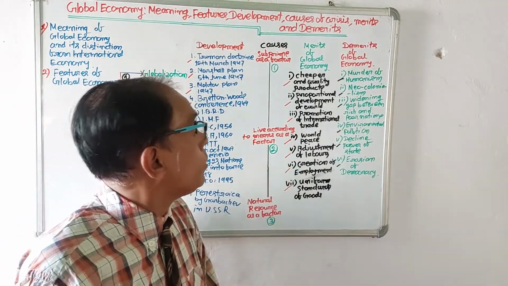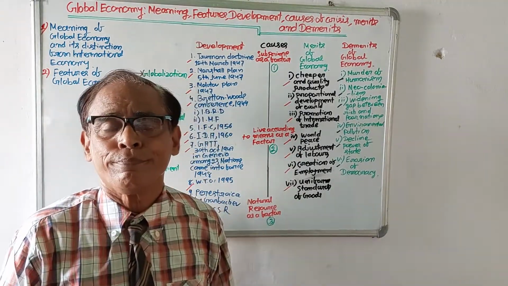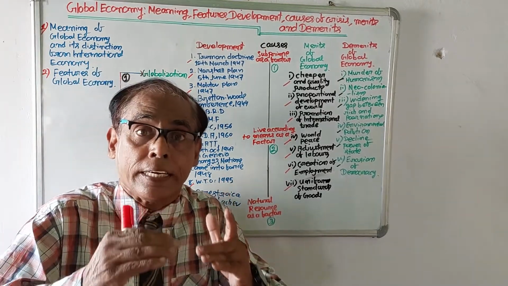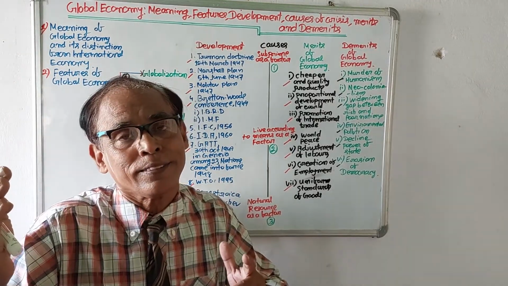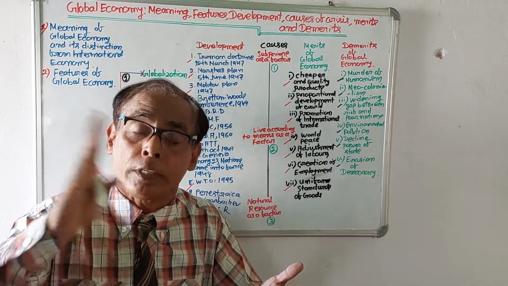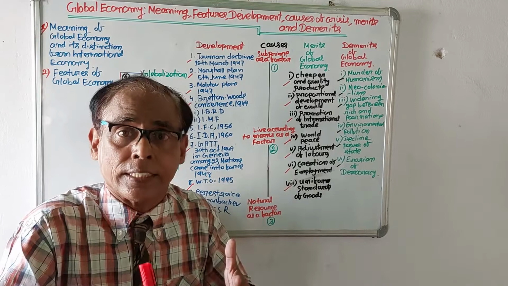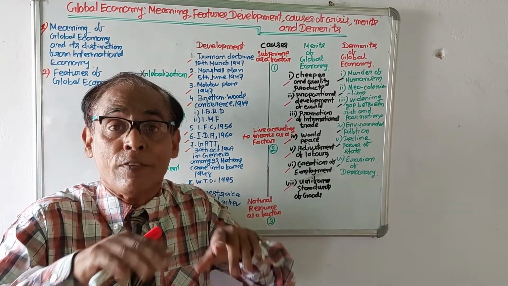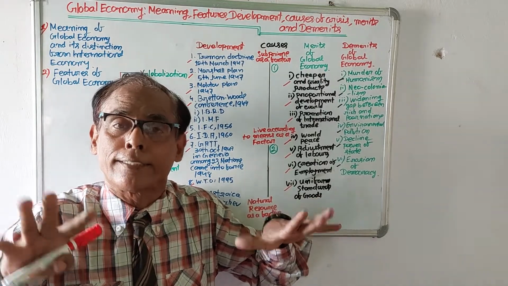And number three, promotion of international trade. In global economy, every country will have a trade relationship with other nations. So what it has a shortage of, it can obtain from other nations, and what it has in excess, it can export to other nations. There will be international trade. Every country will be in a better condition.